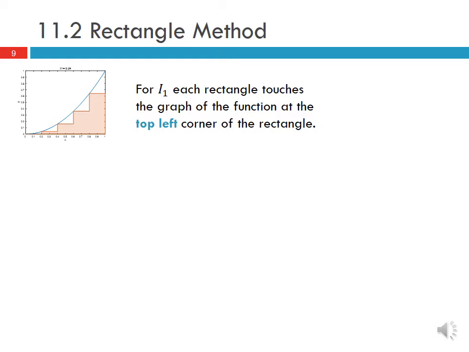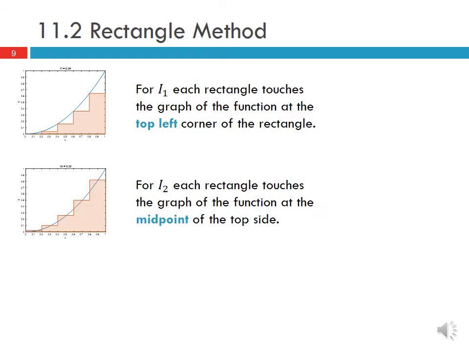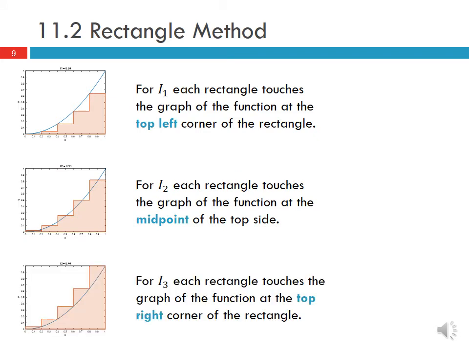So for I1, each rectangle touches the graph of the function at the top left corner of the rectangle. For I2, each rectangle touches the graph of the function at the midpoint of the top side. And for I3, each rectangle touches the graph of the function at the top right corner of the rectangle.